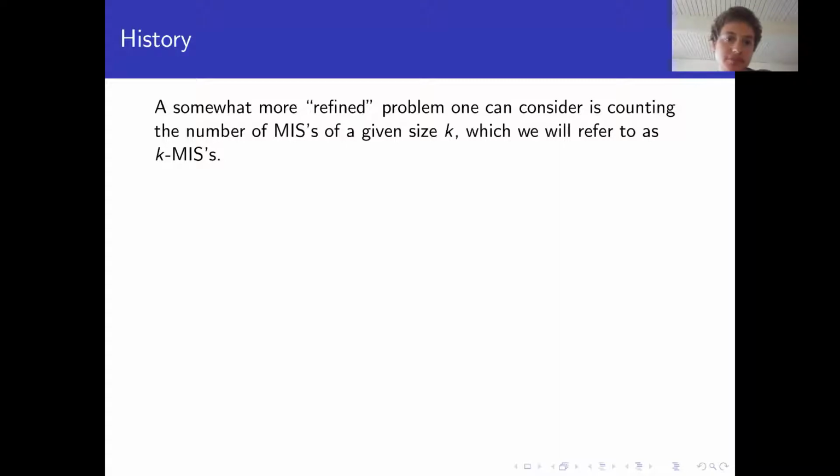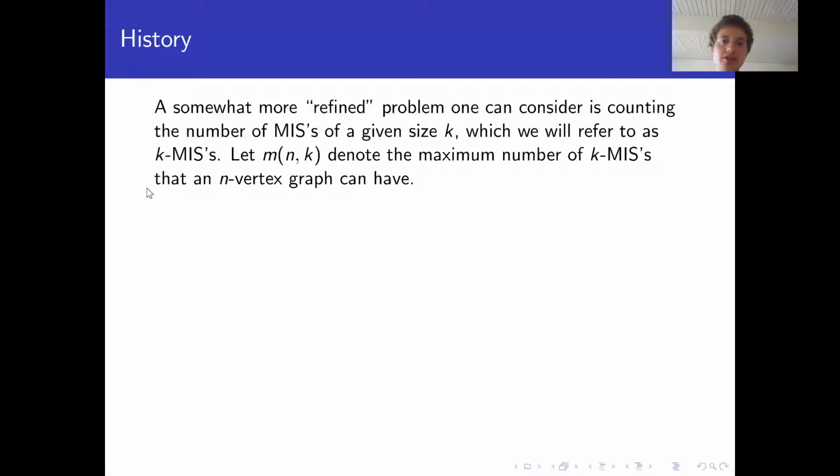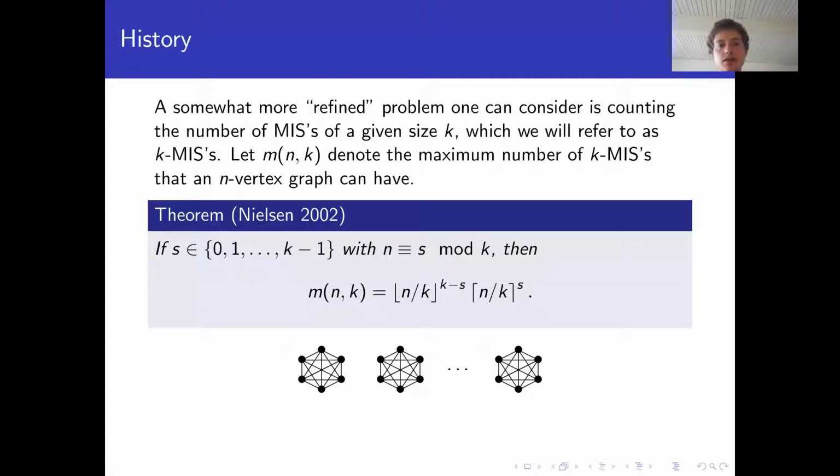again, how much does this change the behavior of the function? So let M sub k of n denote the maximum number of k-MISs that an n-vertex graph can have. And this function was determined by Nielsen, who showed that the extremal construction is a disjoint union of k cliques, all of size as close to n over k as possible. In other words, this construction is the complement of the Turán graph.